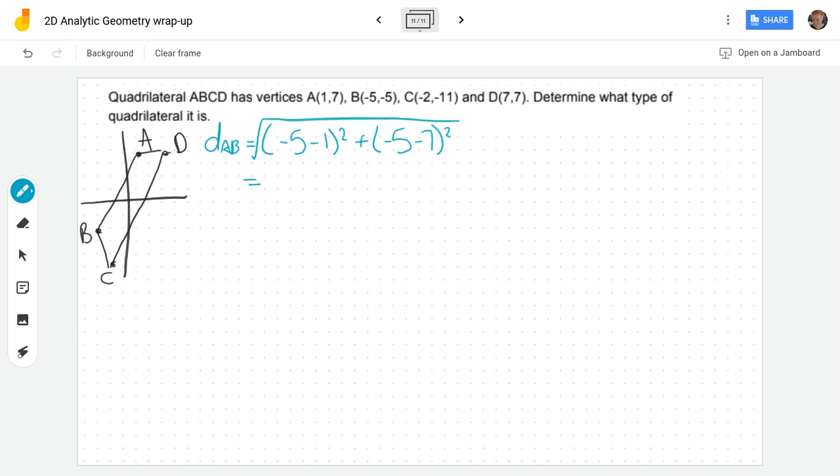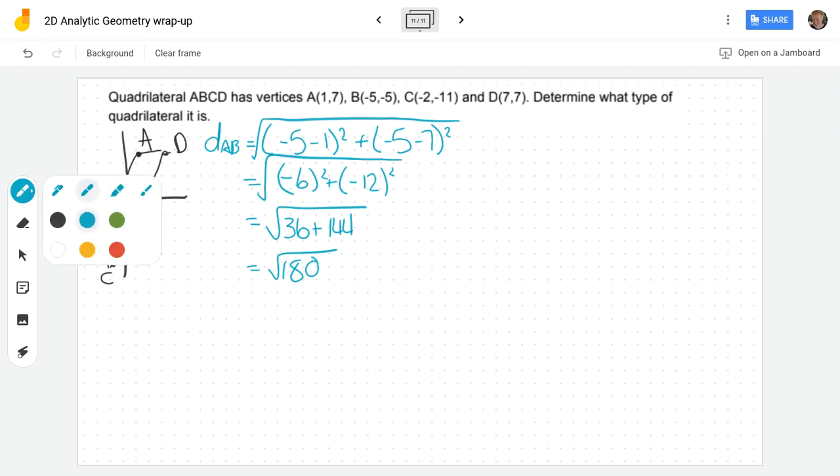So -5 minus 1 is -6, plus -12 squared. So that's the square root of 36 plus 144. I'm just going to leave it as the square root of 180. If we need the decimals, we can worry about that later.